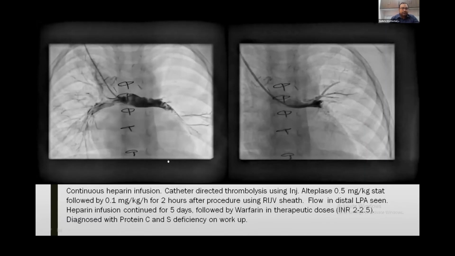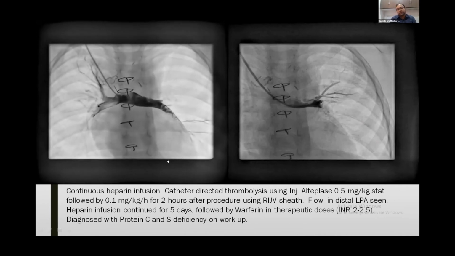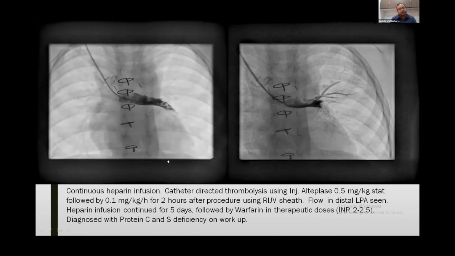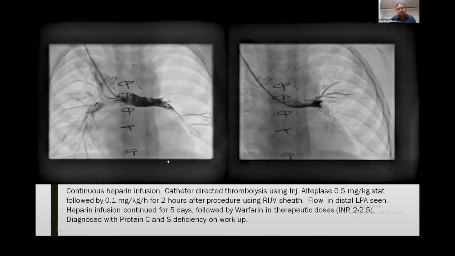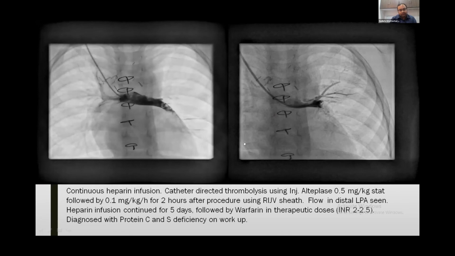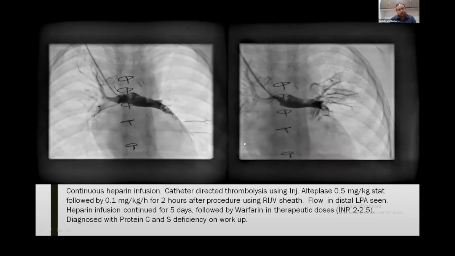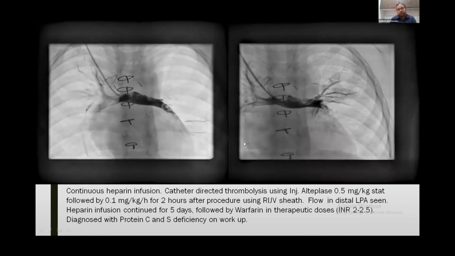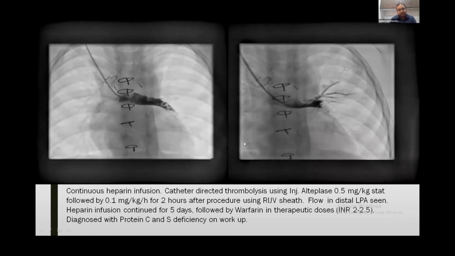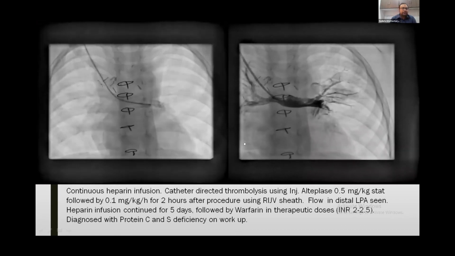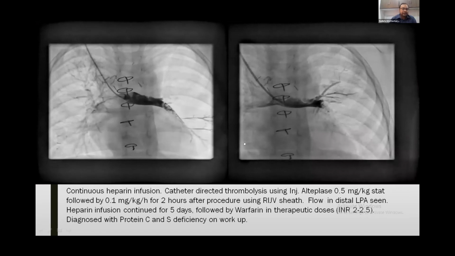So we started continuous heparin infusion, and catheter-directed thrombolysis using injection alteplase at the rate of 0.5 mg per kg stat, followed by 0.1 mg per kg per hour for 2 hours, was done from the right internal jugular venous sheath. Flow in the distal LPA was seen after the procedure, and the heparin infusion was continued for 5 days, followed by warfarin in therapeutic doses. On workup later, the child was diagnosed with protein C and S deficiency.